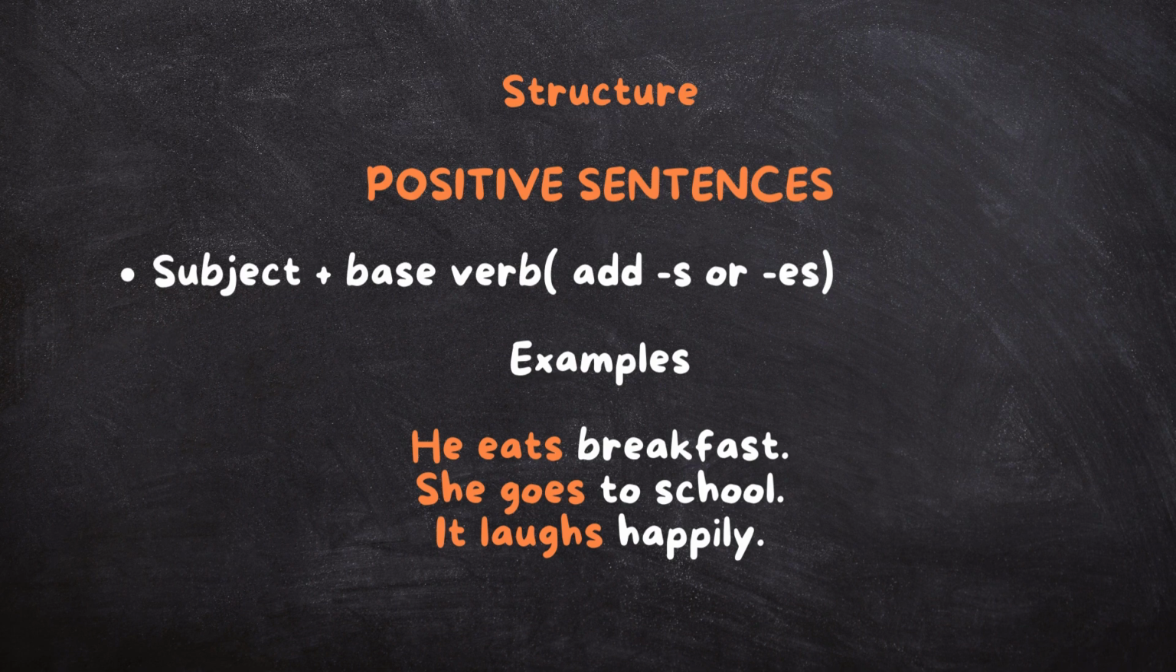he eats breakfast. She goes to school. The base form of the verb here is go, and since it ends with a vowel, we add es to it. Our subject is she. Combining them, we get she goes to school.